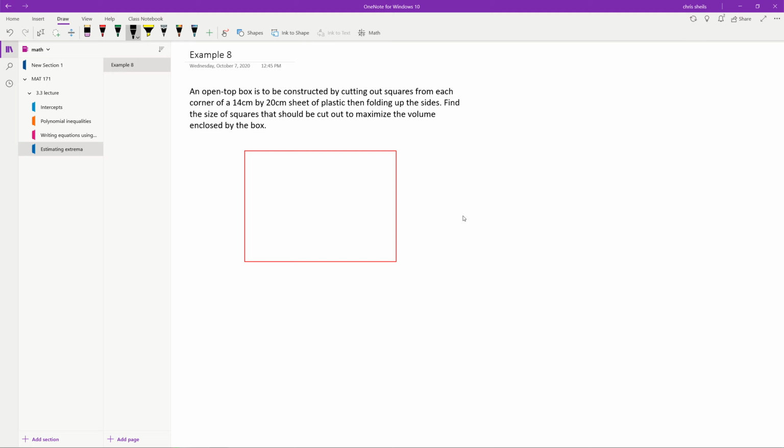I have this sheet of plastic that is 14 centimeters by 20 centimeters, and I want to cut out a square from each of these corners. Pretend that these are all the same size squares. The width of these squares will be w, right? The sides of all of these squares are going to be w, because squares have all four sides the same.